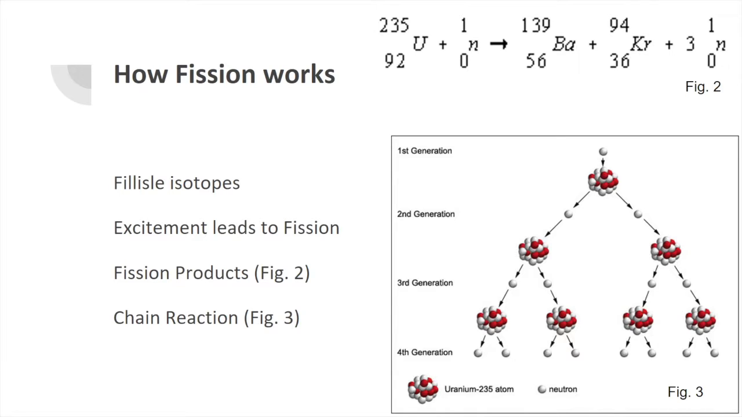These products consist of radioactive elements and 2 to 3 free neutrons. After the reaction, the elements produced will eventually decay into non-radioactive elements, while the neutrons have the potential to collide with more fissile radioactive isotopes, causing a nuclear chain reaction.